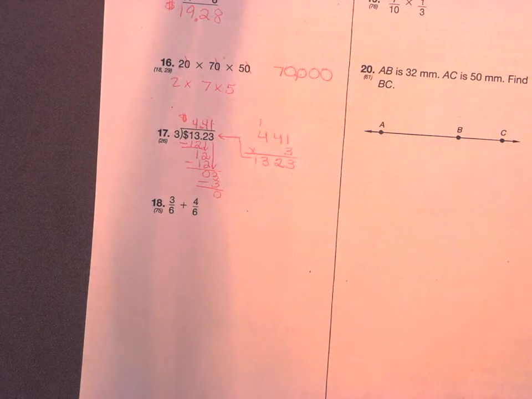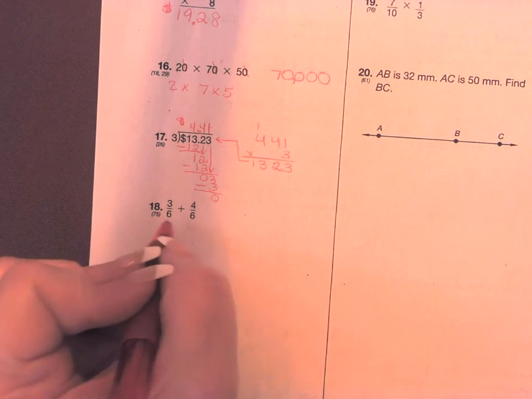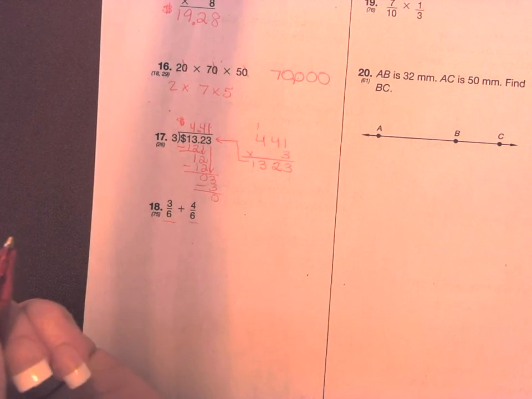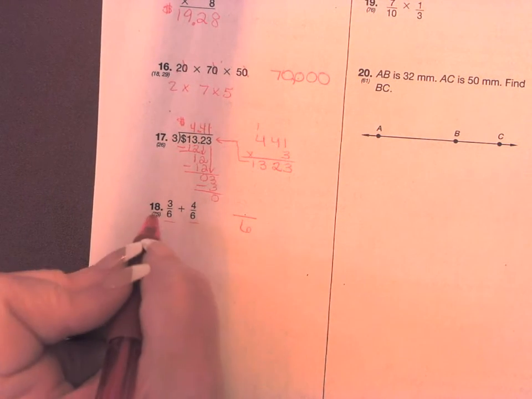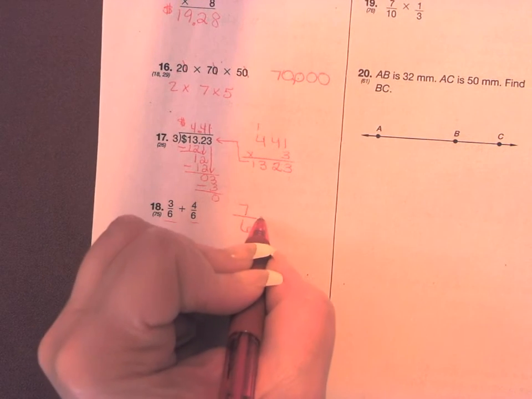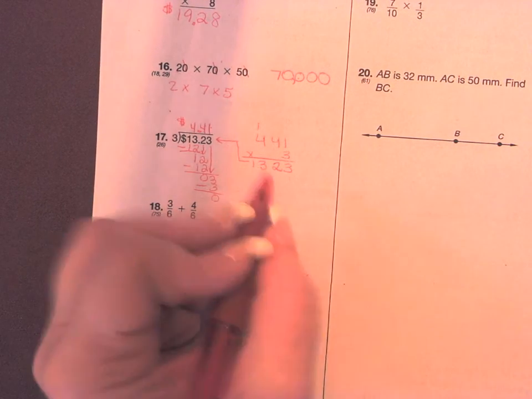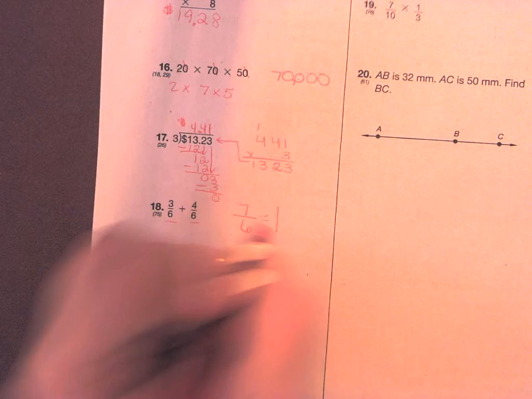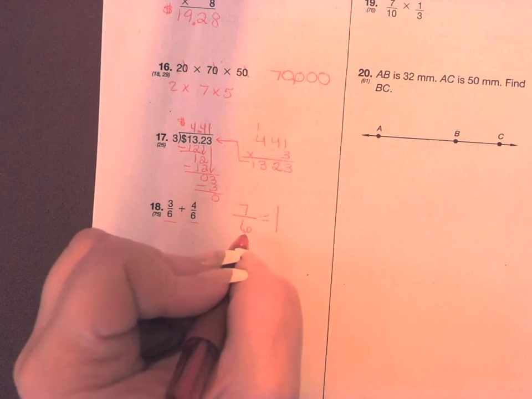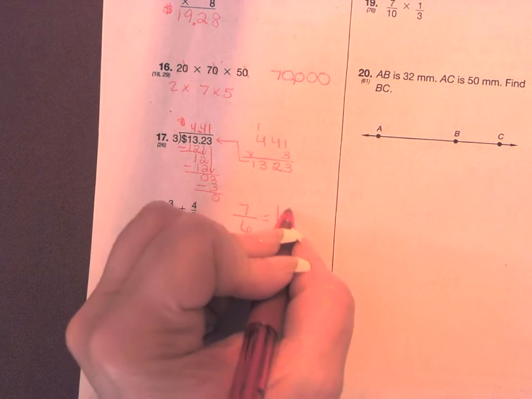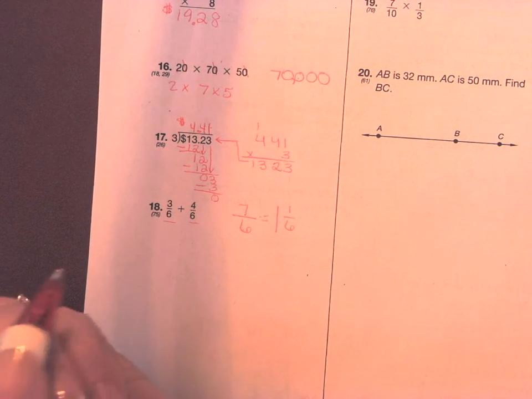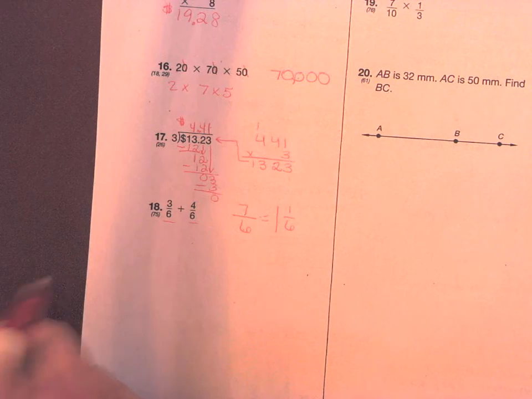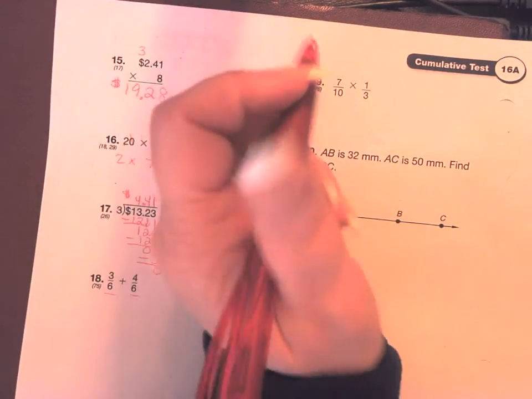Alright, let's take a look at 18. We're adding. We want our denominators to be the same. Our denominators are the same, so we put the 6 down at the bottom. Now we add the top numbers. 3 and 4 is 7. So here we have 7/6. We can leave it like that, but I would rather you start getting used to this, where 7/6, well, I have 1 whole, and then I have 1 out of 6 left over. So 1 and 1/6 was the same as 7/6. Okay? All right.